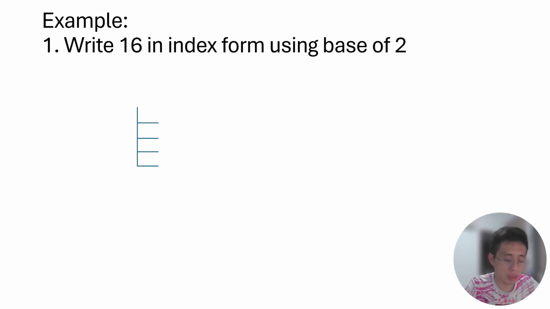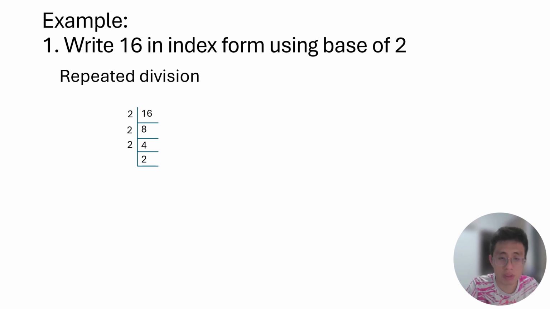So we use the repeated division method. First we write 16 divided by 2 is 8. 8 divided by 2 is 4. And 4 divided by 2 is 2. And 2 divided by 2 is 1.